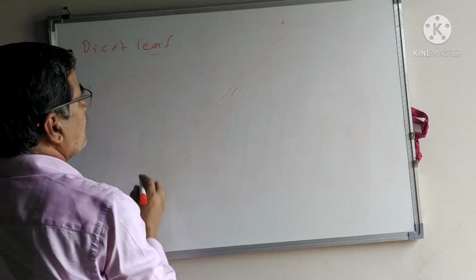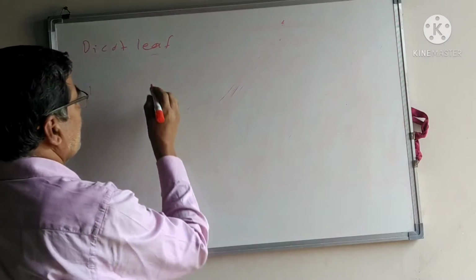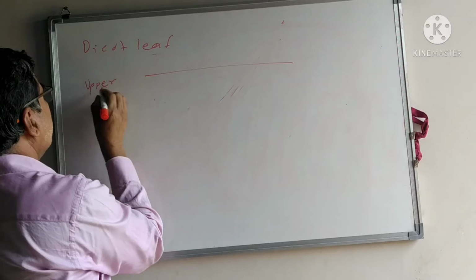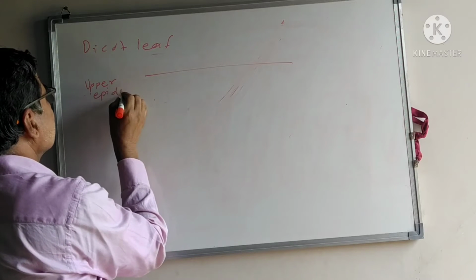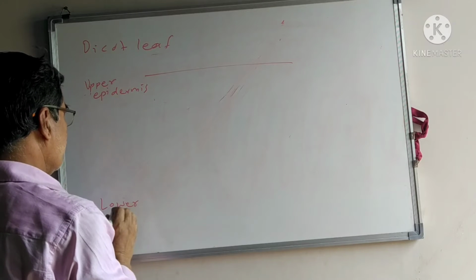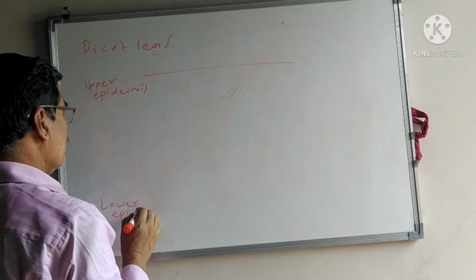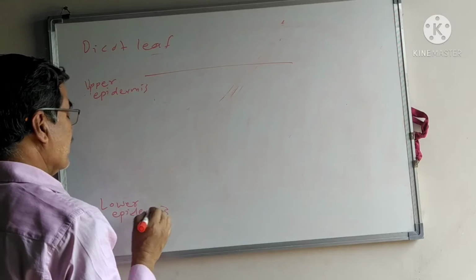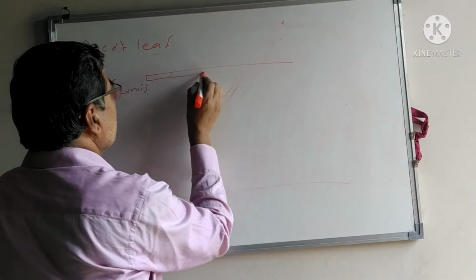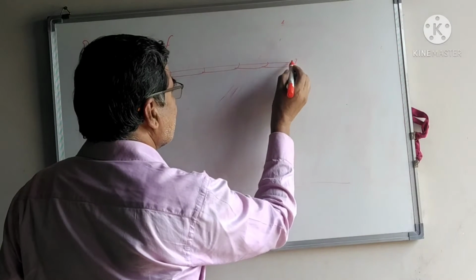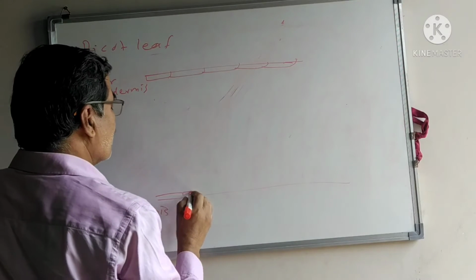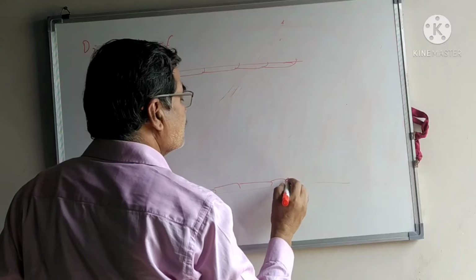The dicot leaf consists of the epidermis: upper epidermis and lower epidermis. It is a dorsoventral leaf, in which upper epidermis and lower epidermis are present. Upper epidermis is made up of parenchymatous cells. Lower epidermis is also made up of parenchymatous cells.